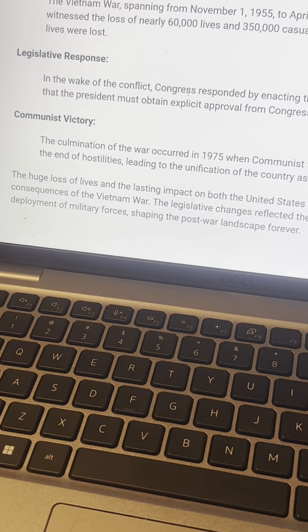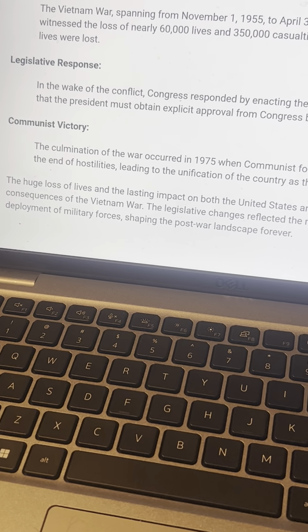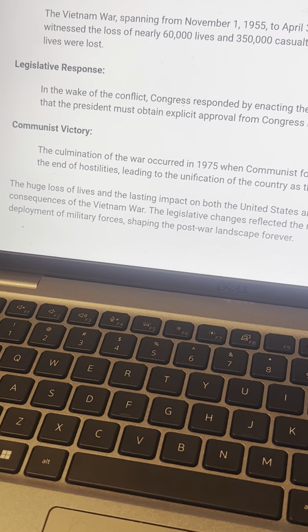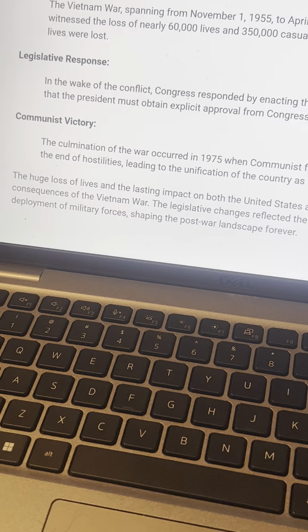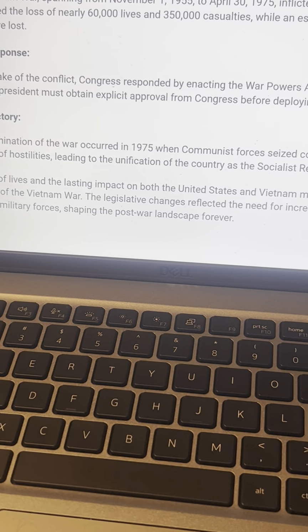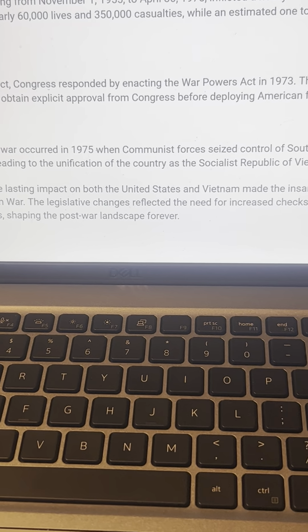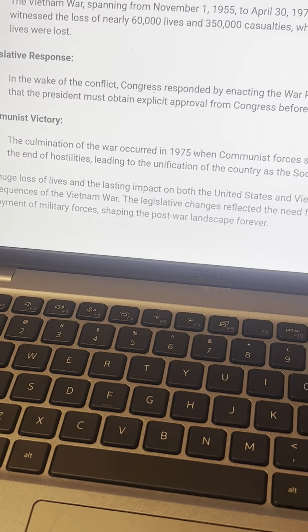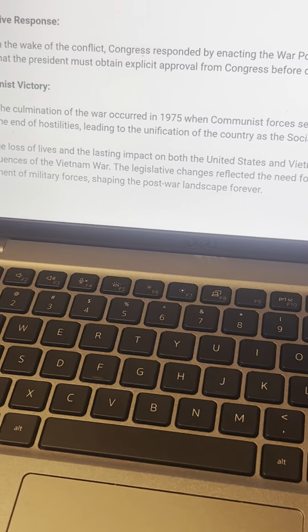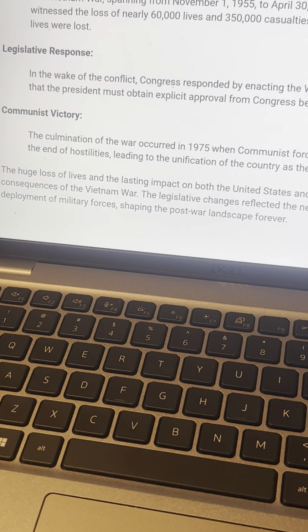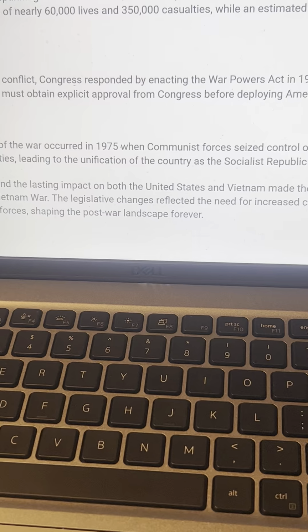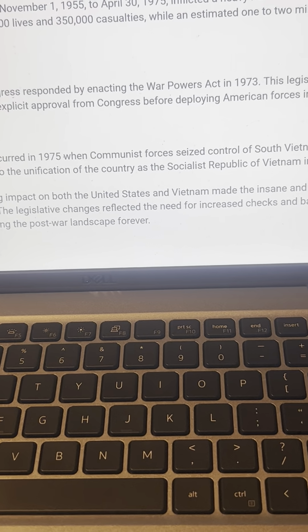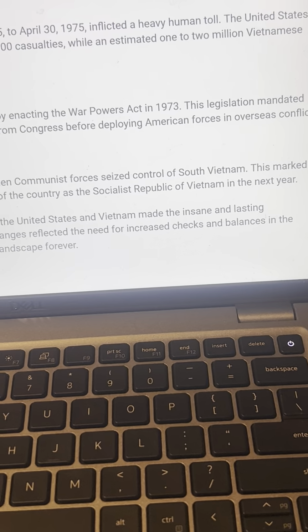A huge significant thing that happened that still exists to this day is, in the wake of this conflict, the Vietnam War, Congress responded by enacting the War Powers Act in 1973. Legislation mandated that the president must obtain explicit approval from Congress before deploying American forces in overseas conflicts.